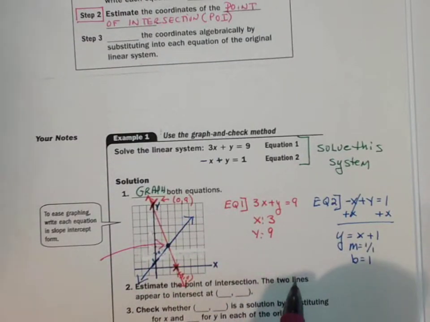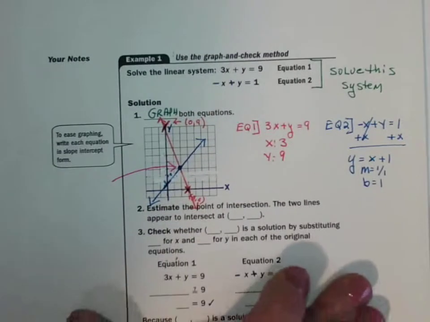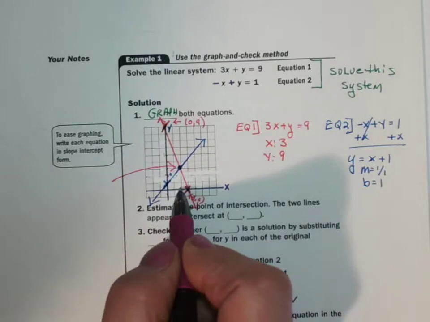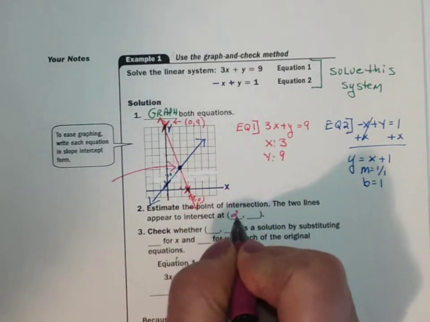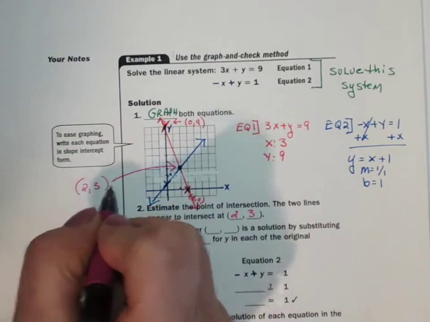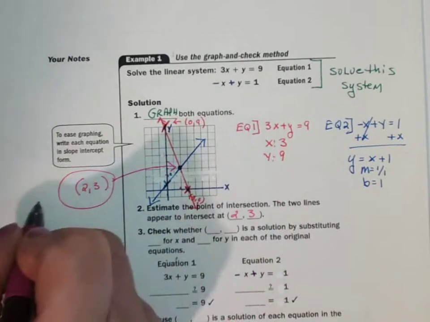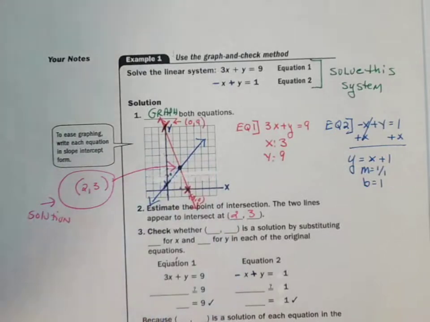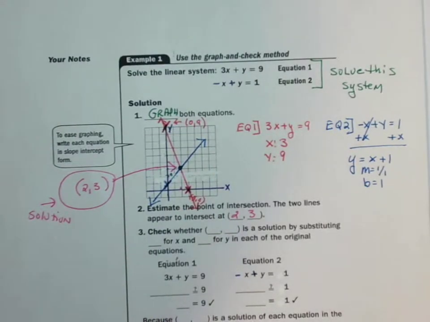The two lines appear to intersect. Take a moment, see if you get it. X is 2, so they intersect at 2, 3. 2, 3. That is the solution. So now we're off to step three.